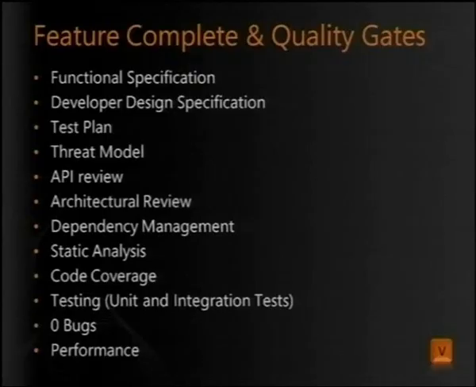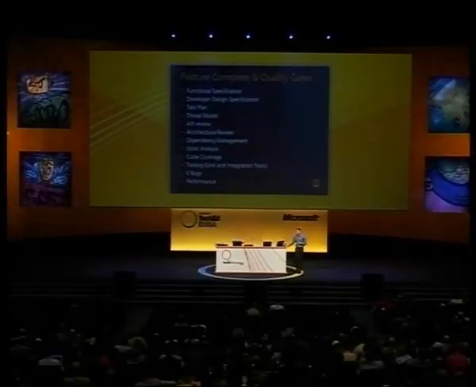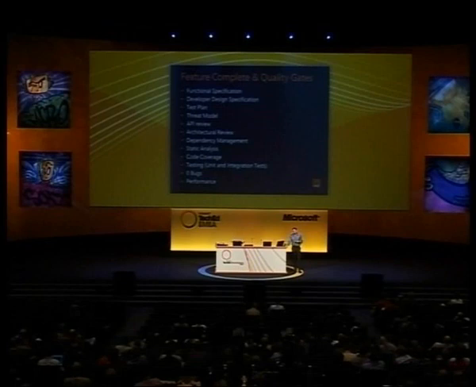So we have a set of quality gates where teams have to say, yes, we met the quality gate, before they can check in even into the product unit branch. The definition of a feature that meets the quality gate, we call feature complete. So what are the things, this is the whole list. I'm probably not going to go through the whole list. I want to leave some time for questions.